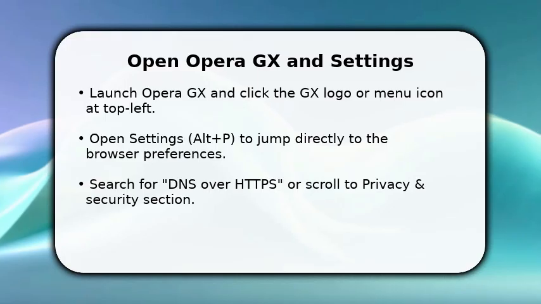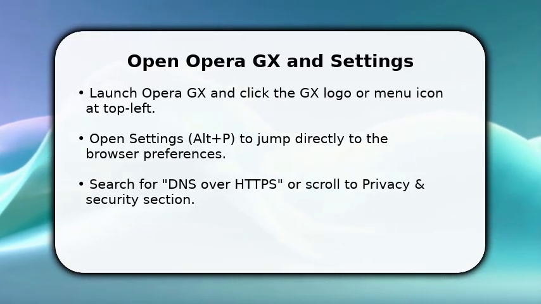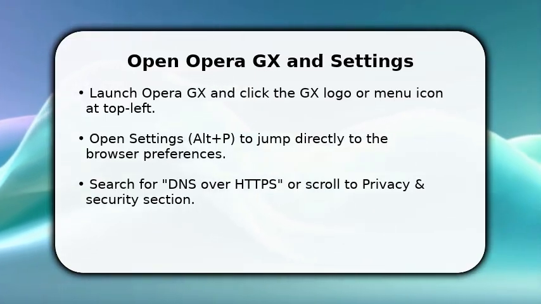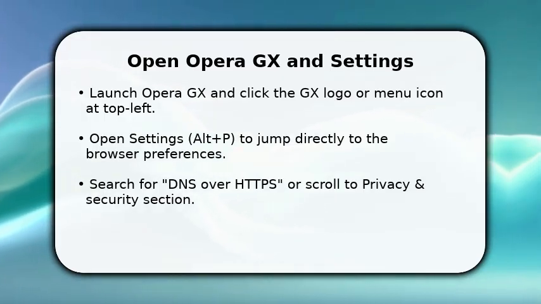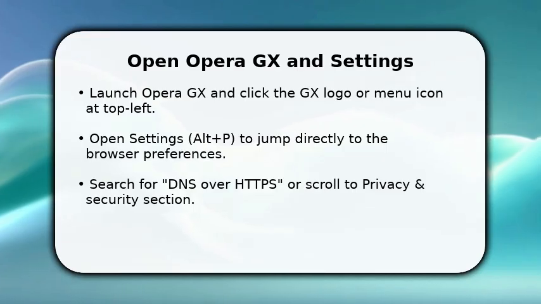You start inside Opera GX, open the menu and go straight to Settings using Alt+P to save time. Once in Settings, type DNS over HTTPS into the search bar so you land on the exact option without digging.